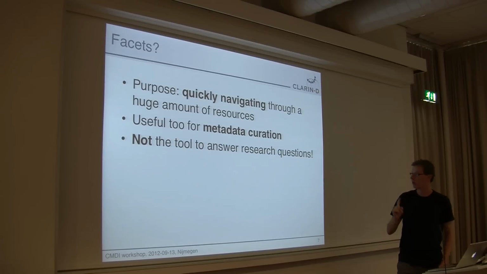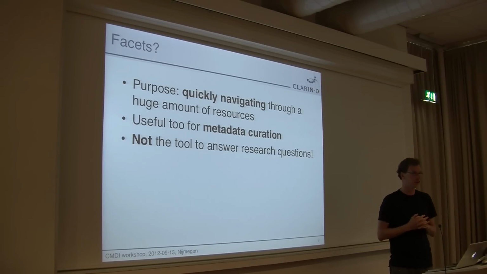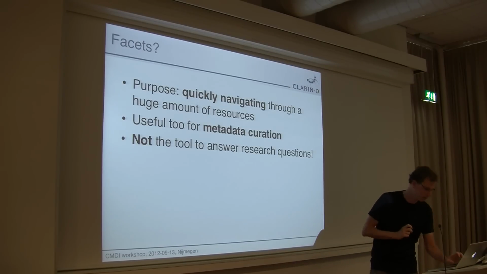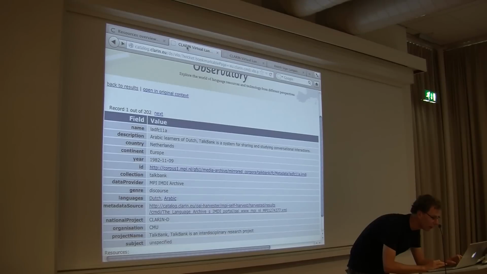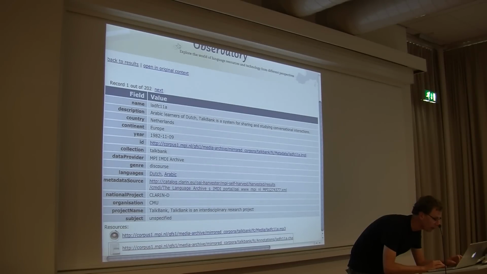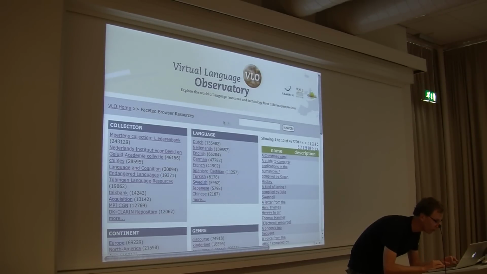Okay. The Virtual Language Observatory, and especially the facet search, can also be used for metadata curation. It's also something that at the MPI here we have discovered, that it's an excellent tool to find out if there are any outliers for certain values. In that respect, I think I should quickly show you in the VLO, and then go back to the original part.